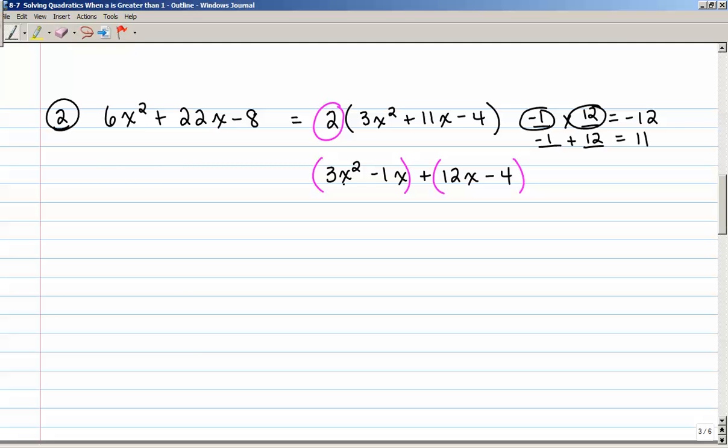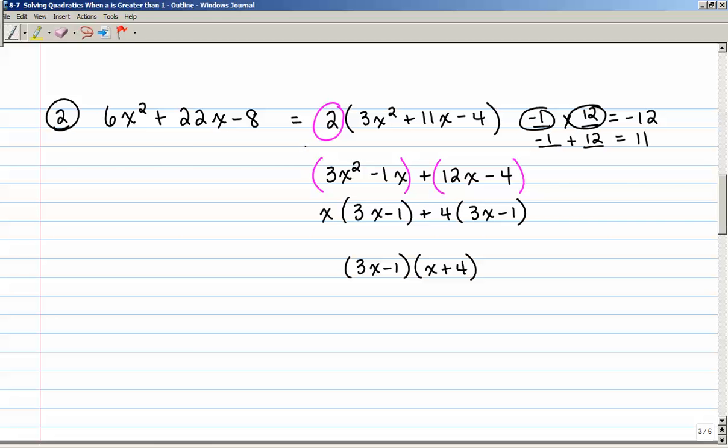Well, let's see. With the first one here, all I have that I can take out is an x, and that's going to leave me with a 3x minus 1. Out of the second set of parentheses, I can take out a 4, and that's going to leave me with a 3x minus 1. So, writing my repeated factor of 3x minus 1, and then my other factor is the other two terms put together.